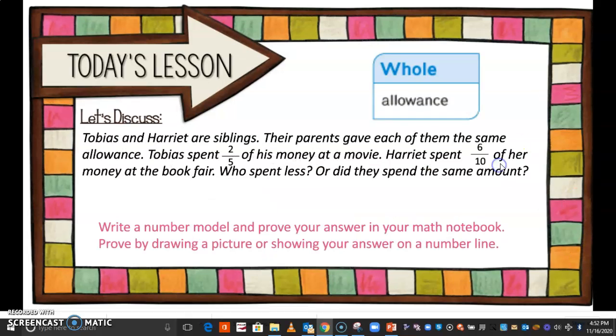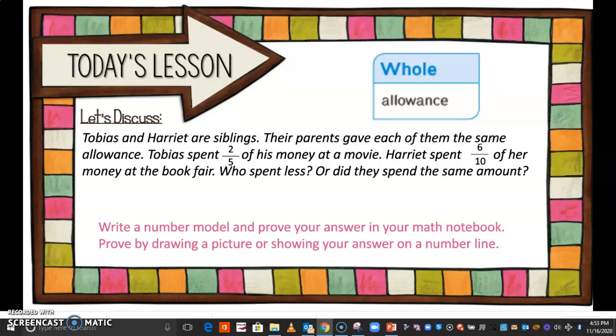Okay, next story problem in your notebook. Again, don't write this whole thing down. We just need the fractions. Tobias and Harriet are siblings. Their parents gave each of them the same allowance. Tobias spent 2/5 of his money at a movie. Harriet spent 6/10 of her money at the book fair. Who spent less, or did they spend the same amount?